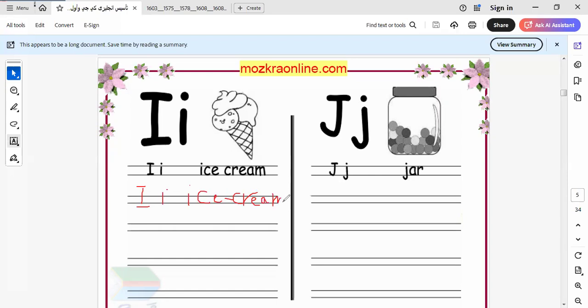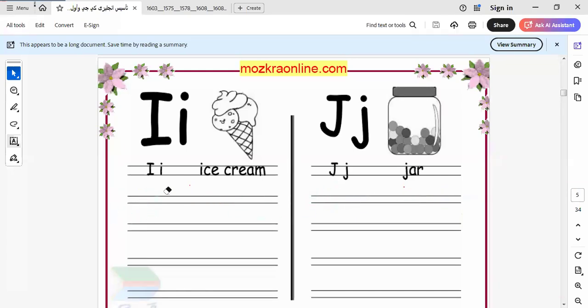I will leave you this booklet below the video to download and trace the letters that we took here, okay? You can download it and write it by yourself, okay? Here is capital J and small j for jar, capital I and small i for ice cream. Let's go to other letters.